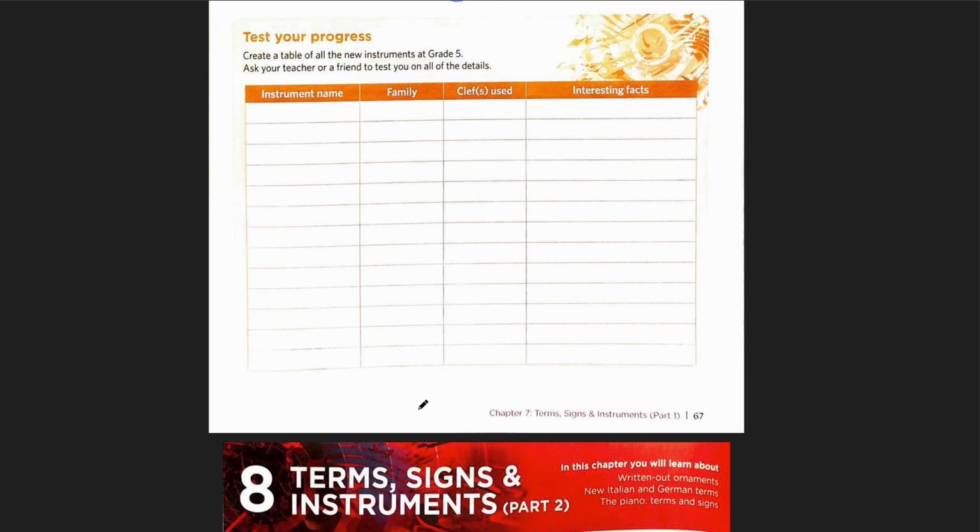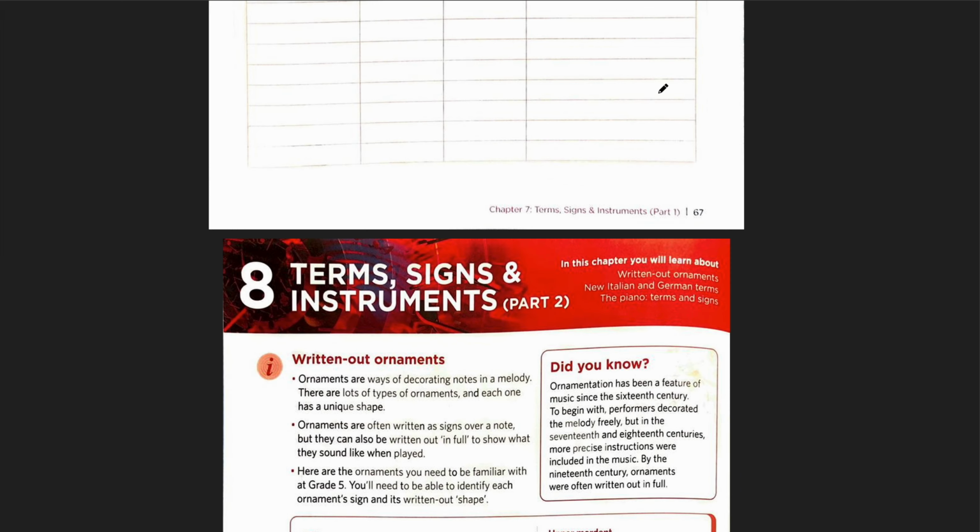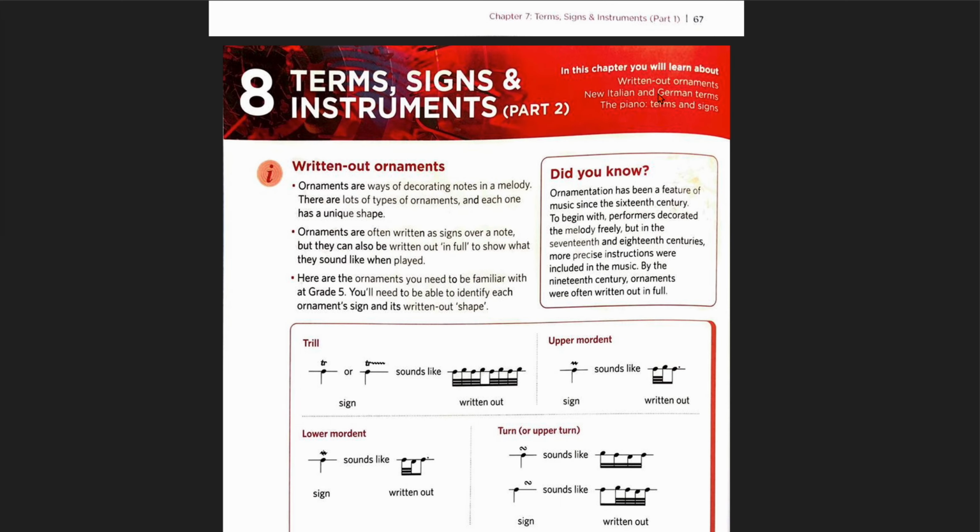You can test your knowledge. Here we can just, for example, take the cor anglais. We could put it as woodwind. It uses a treble clef, and it's transposing in F. Interesting fact. Okay, so that is chapter 7, Terms, Signs and Instruments, part 1.